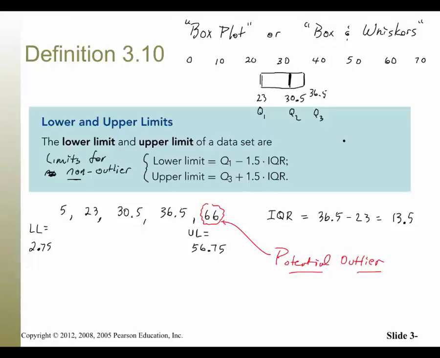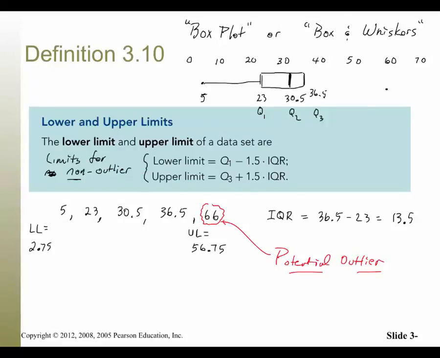On the low side, we didn't have any outliers, so we're going to stretch our whisker all the way to the min, because the min is the lowest data value. So we're going to go right here to the min and make just a straight line, which is like a whisker. That's the min, which is 5. There's no data below 5, so we're not going to use the lower limit 2.75.